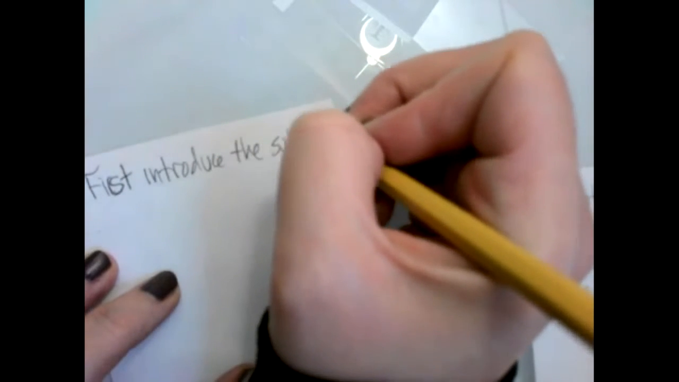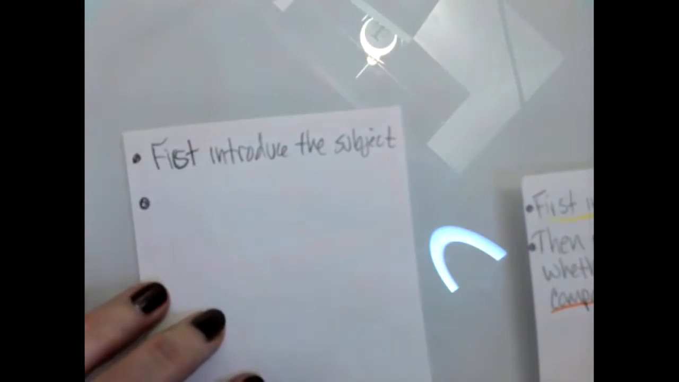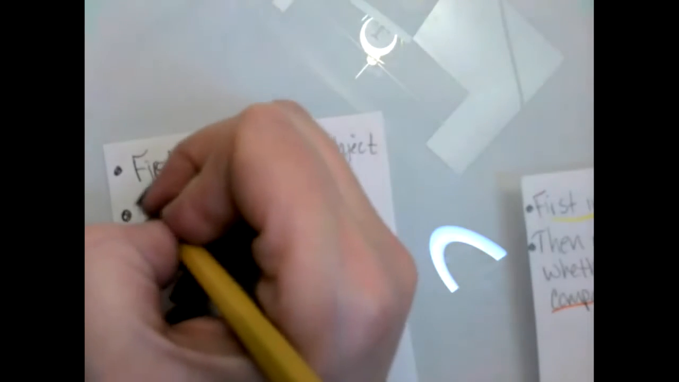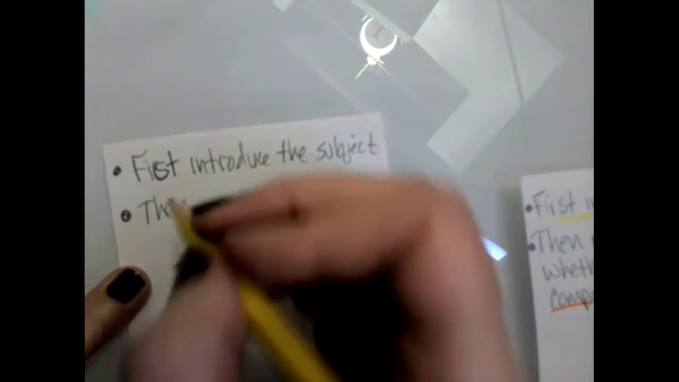So you're going to write first, introduce the subject, and then white space. White space is important. Then make it clear whether it will be a compare or a contrast.